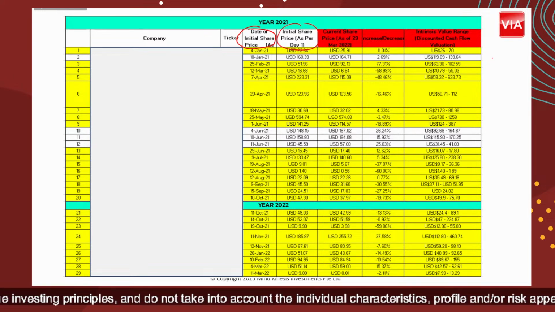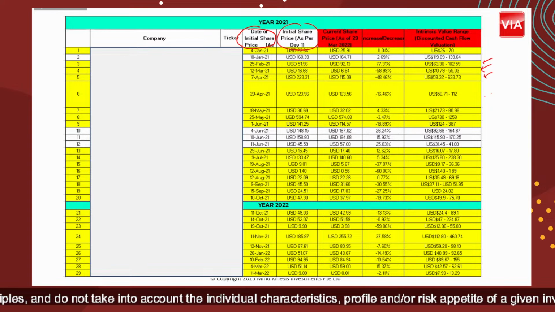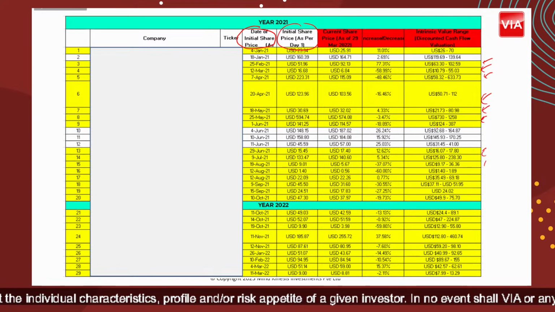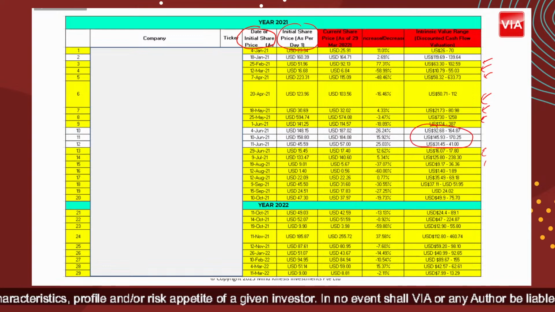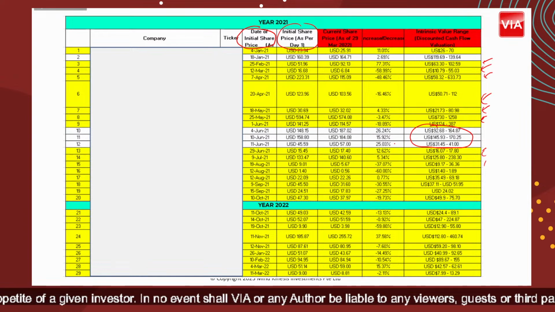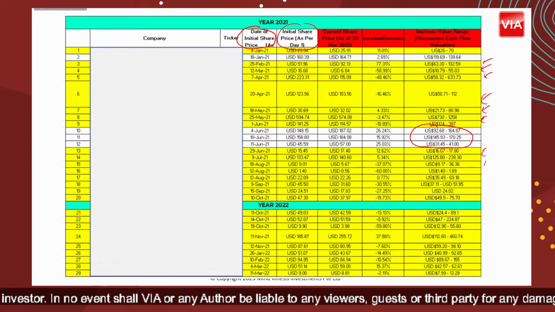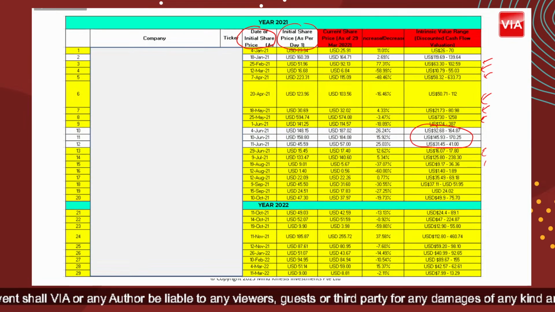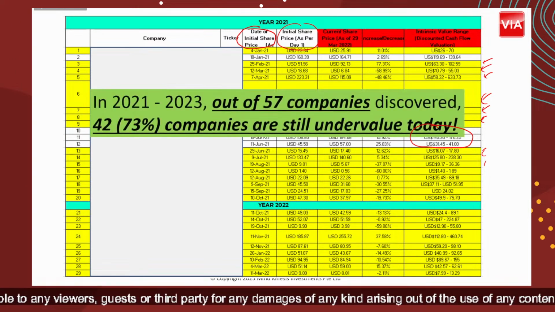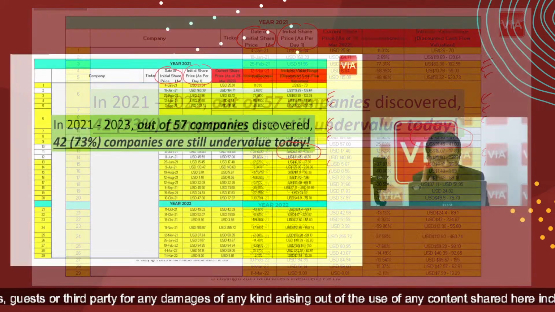When it's yellow, that means the company is still undervalued based on VIA's combined intelligence. This one is already overvalued, which means the share price has already gone up. The reason there are more yellow than white is that right now it's a bear market. And the best part is that a bear market is usually short-lived, and it's the best time for us to invest. If I could show you the entire list, it consists of 57 companies, found using our combined intelligence.